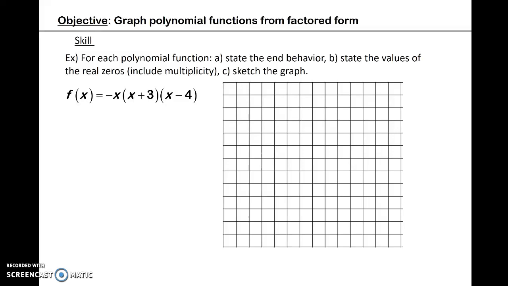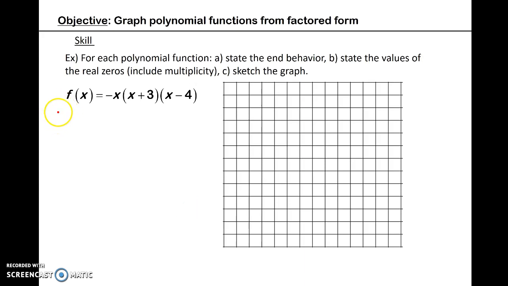Hello, in this video our objective is to graph polynomial functions from factored form, and we're going to do this in a couple of steps. The steps are given here in the instructions. They say for each polynomial function state the end behavior. So we have to first state the end behavior, and we've done this in previous examples.